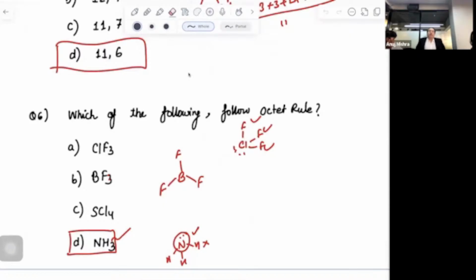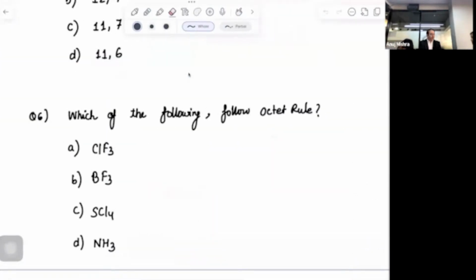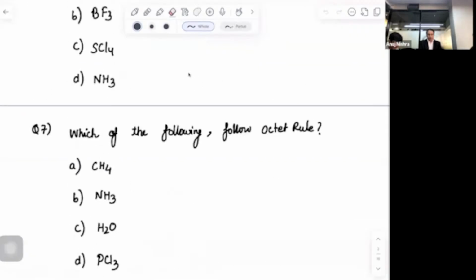So the problem with ClF3 is you have 3 chlorines. Oh, okay. 3 fluorines mean 6 electrons, and chlorine also has how many? 2 lone pairs. So 4 plus 6, 10 electrons over. SCl4 has a lone pair and 4 bonds. That means 4 into, see, each bond will be a bond pair, no? Both will be 8 plus 2, 10 electrons. Ammonia has exactly 8 electrons, BF3 has less than 8 electrons. So the best answer is ammonia. Note down the question. You should be able to understand this. Simple questions. Next question.